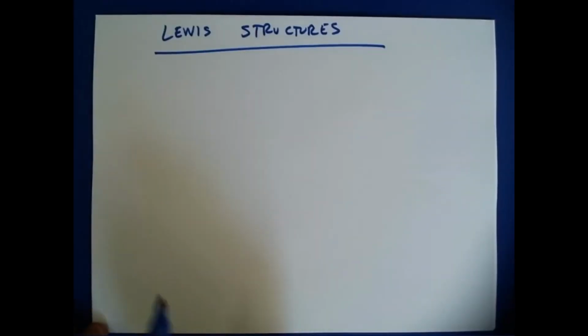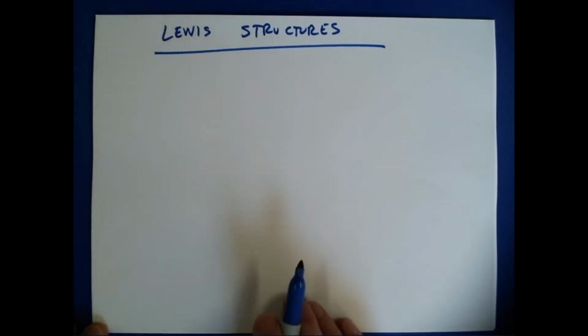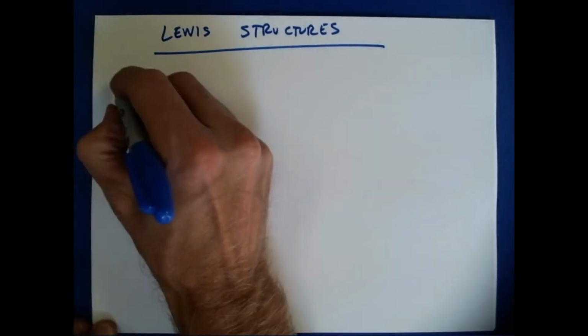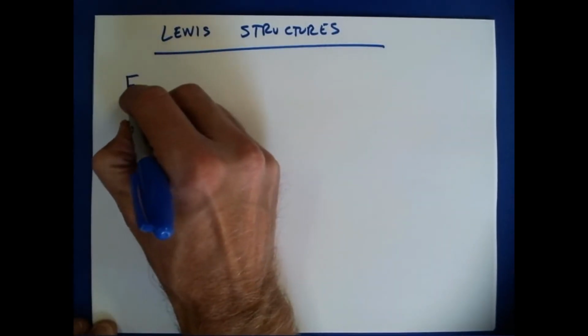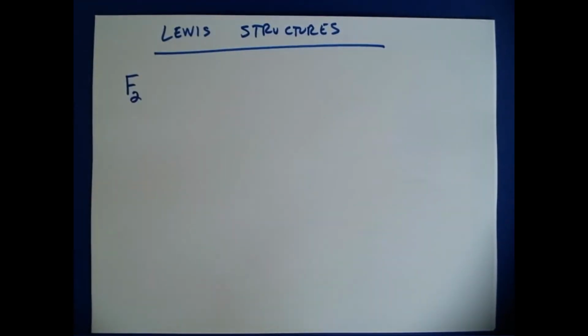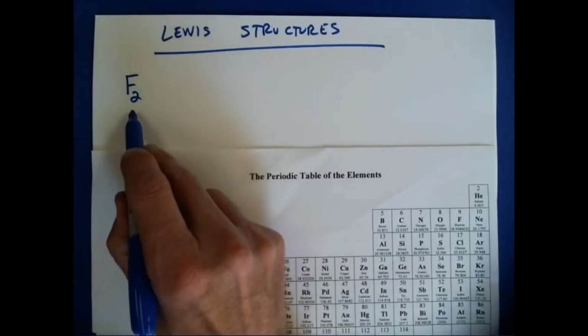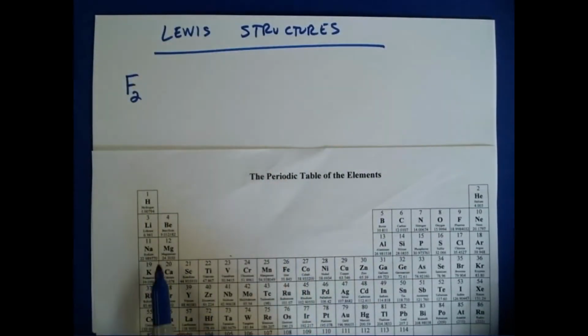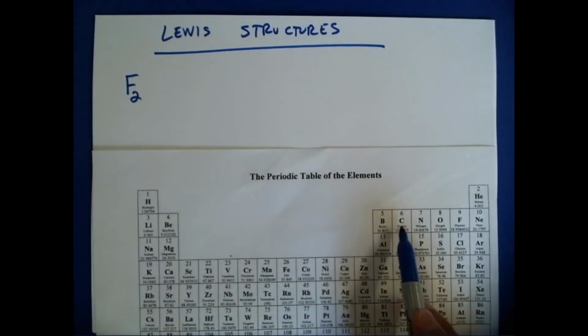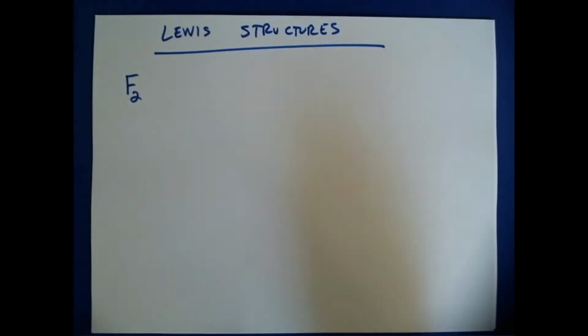Let's talk a little bit about Lewis structures, which is a way that we describe bonding in covalent molecules. So for example, let's say we're going to draw a Lewis structure for F2, the fluorine molecule. To do so, we first notice that each fluorine atom, there's two of them, in the fluorine molecule has 1, 2, 3, 4, 5, 6, 7 valence electrons.